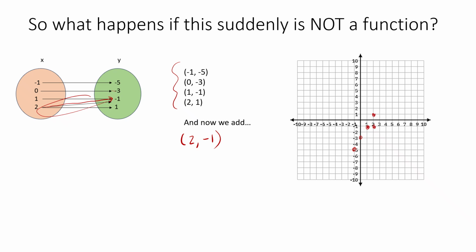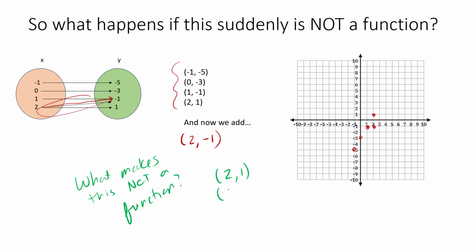Now, here's what I want you to focus on. The thing that made it not a function, okay? What makes this not a function? Well, it's the fact that you have a 2, 1, and also a 2, -1. That's the thing that makes it not a function. You can't have the 2 going to more than one thing. So where is that on my graph? It's those 2 points right there. That's the thing that makes it not a function.